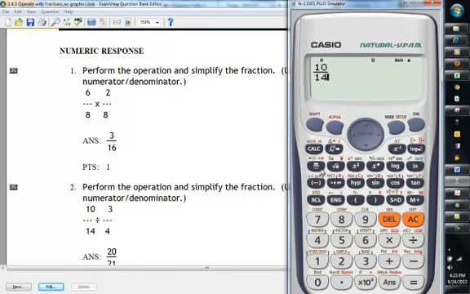10/14 divided by, now remember that when you divide by a fraction, you multiply by its reciprocal, 3/4, and we get 20/21.